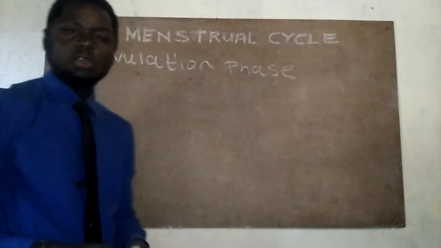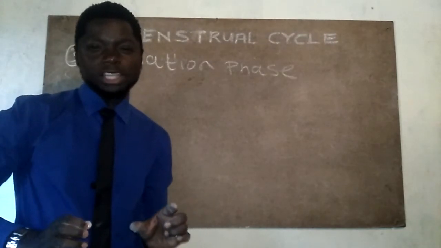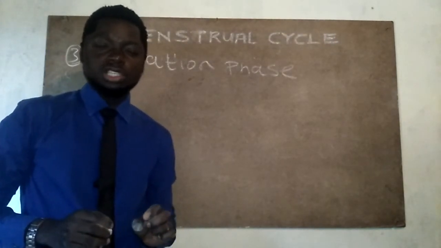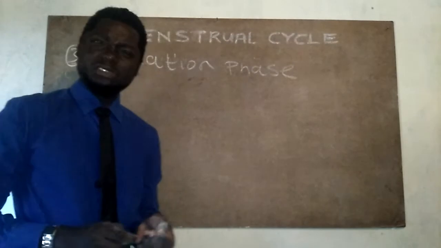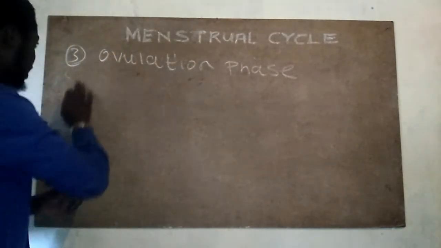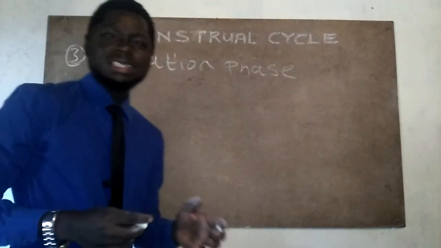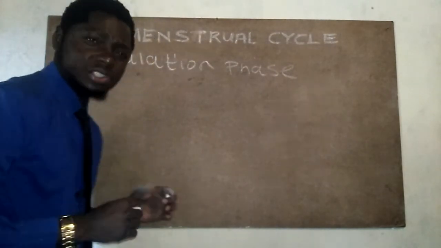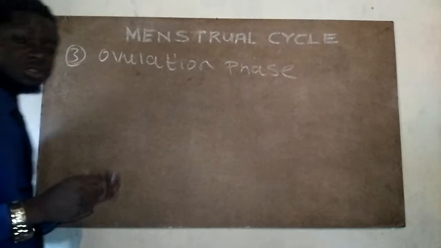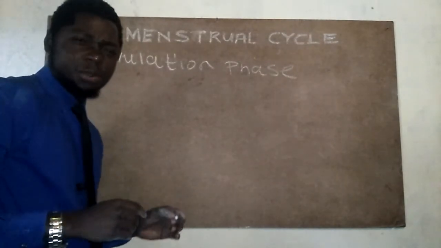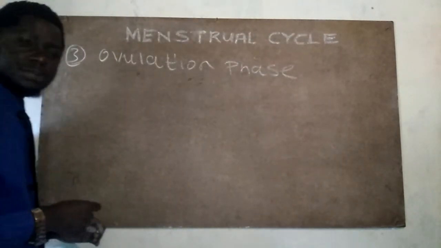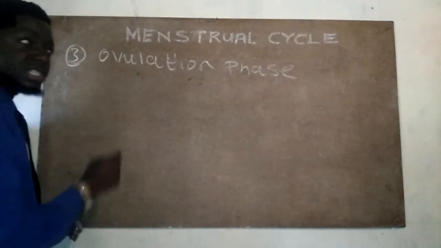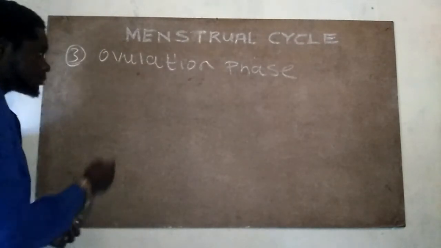So what happens in the ovulation phase? Again, it is important for us to draw a diagram so that we see what is happening. Because ovulation really is the release of an ovum from inside of the mature Graafian follicle and into the ovaries in order to be transported via the fallopian tubes towards where it can be fertilized. So this is what ovulation really is.